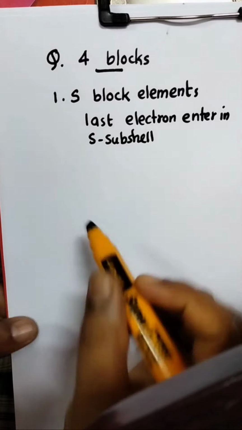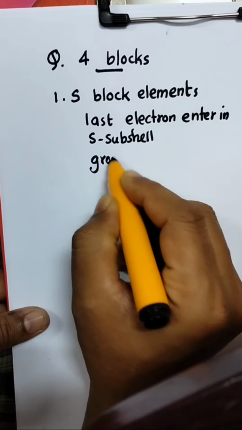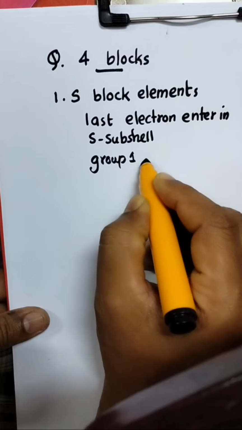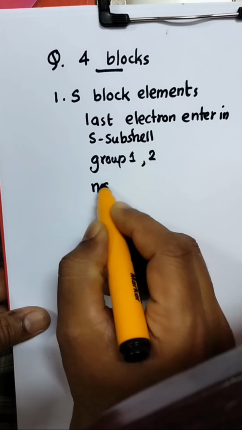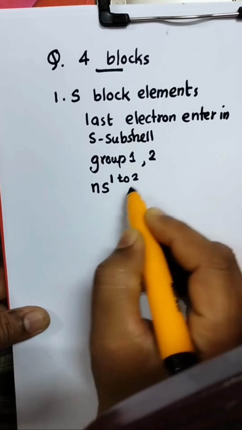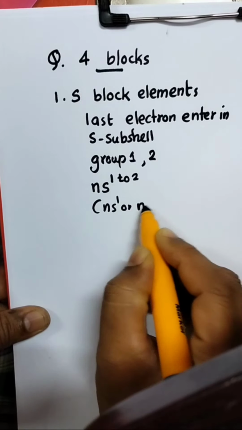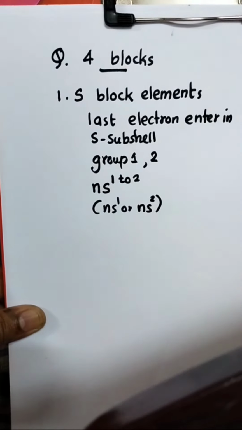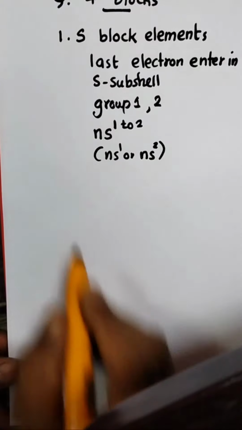They are group first and group second elements. Their general electronic configuration is ns1 to 2, that is ns1 or ns2. This is the general electronic configuration of S block elements.